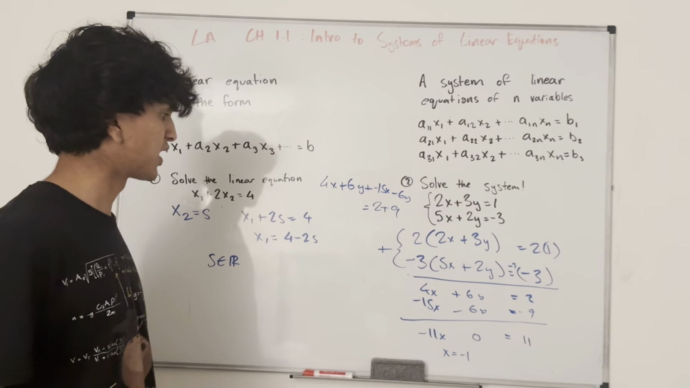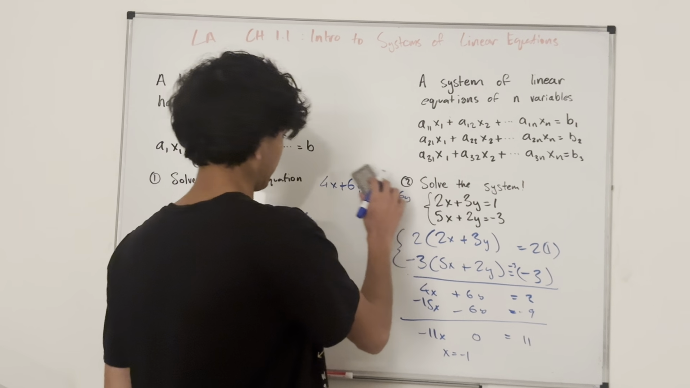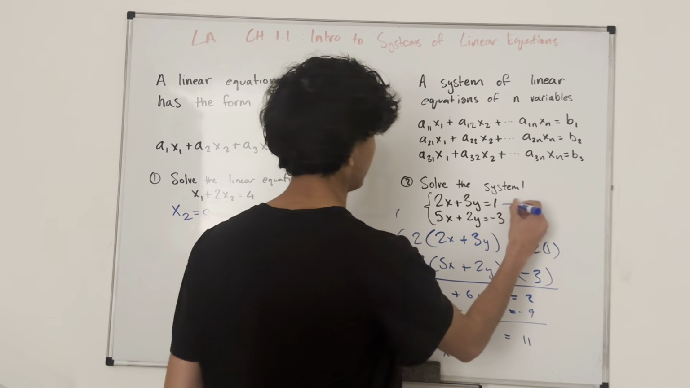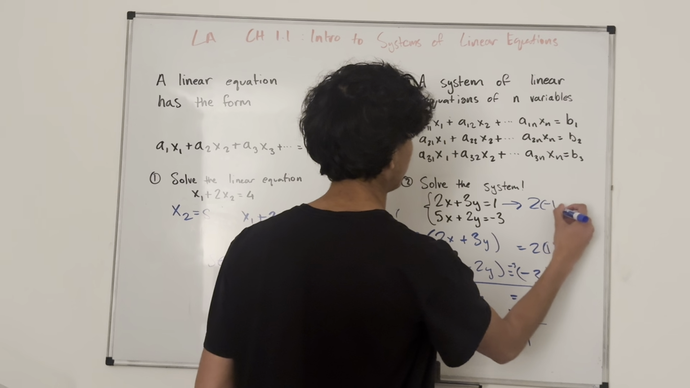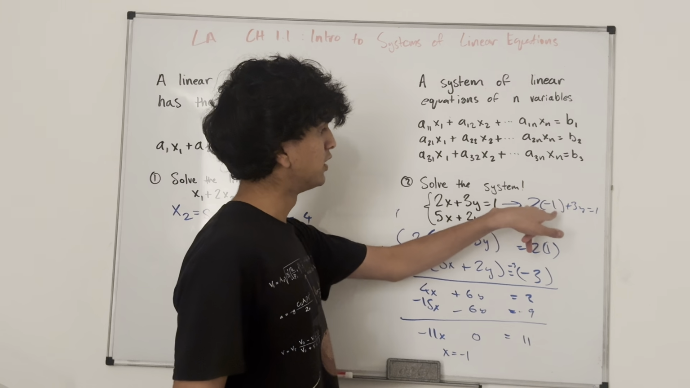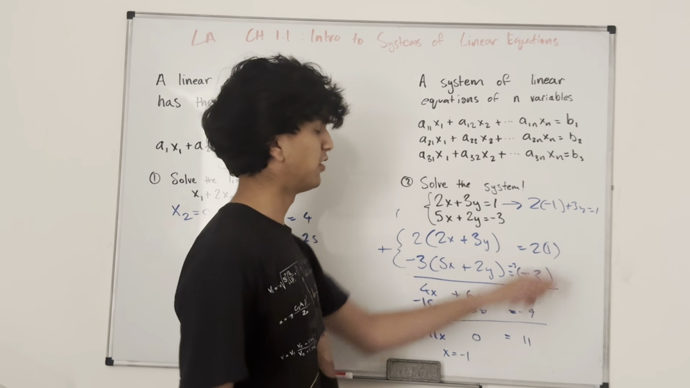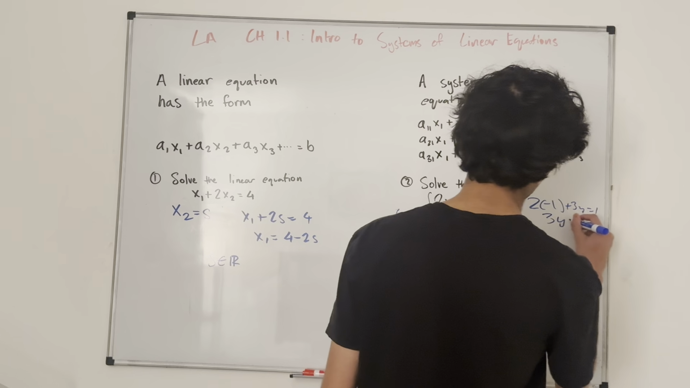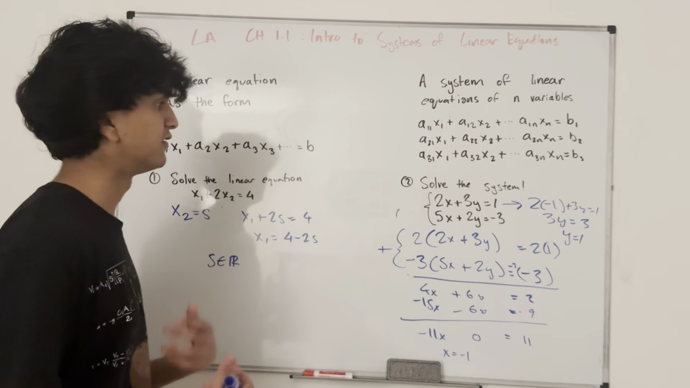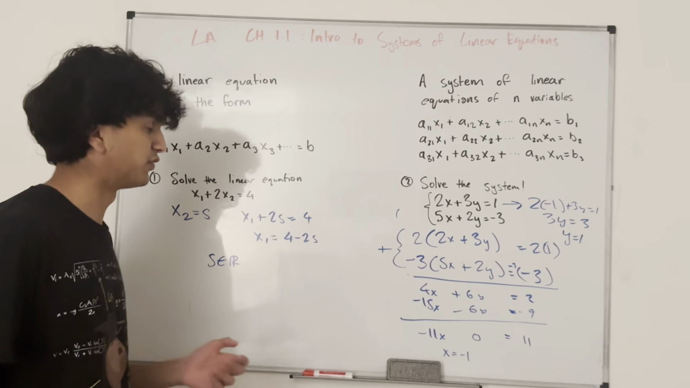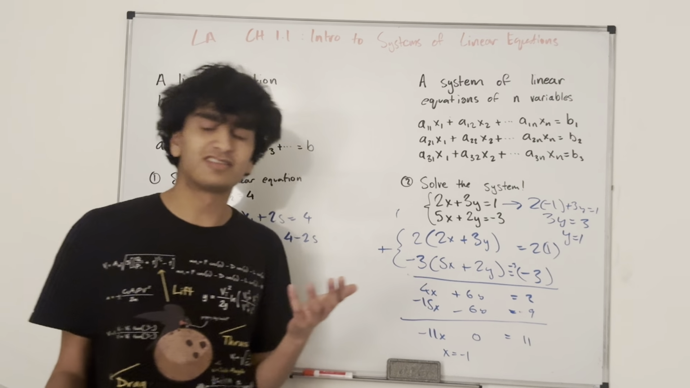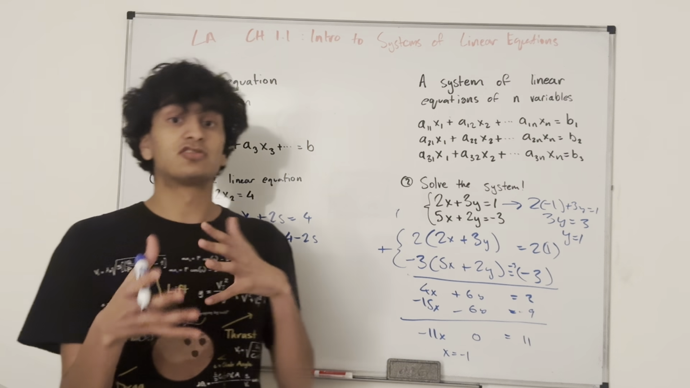So once I get x is equal to negative 1, I can substitute it, let's say right here, right? So I could say, well, now 2 times negative 1 plus 3y equals 1. That gives me negative 2. Add that over, I get 3y equals 3, and I get y equals 1. So that's how you solve a system of equations, right? This system of equations, this is what we call consistent. This is a consistent system because it has a solution.